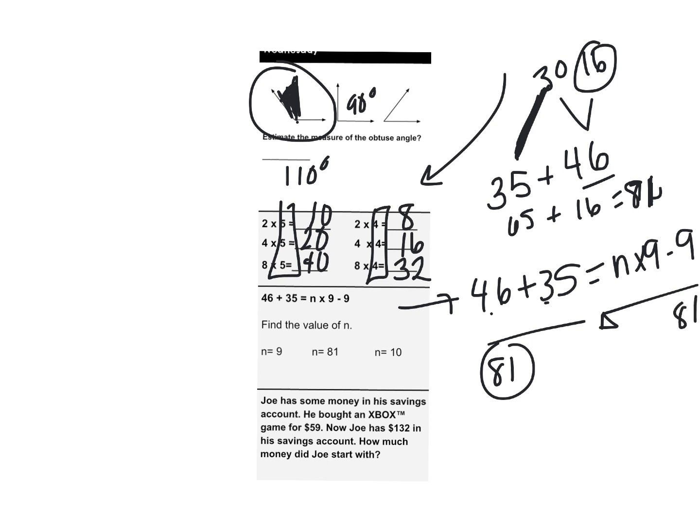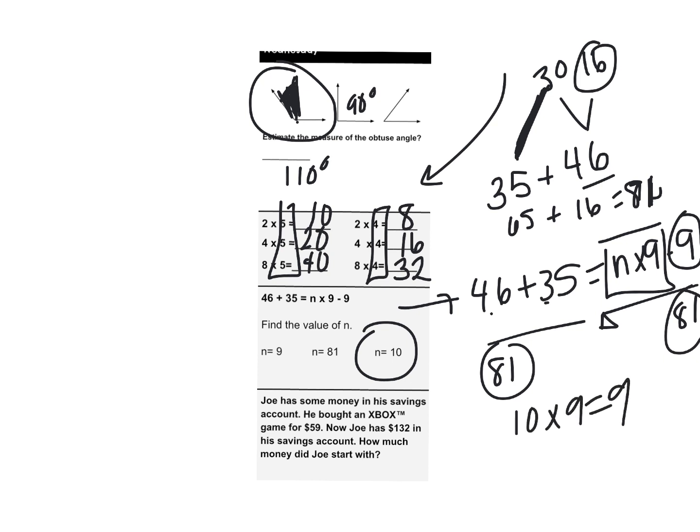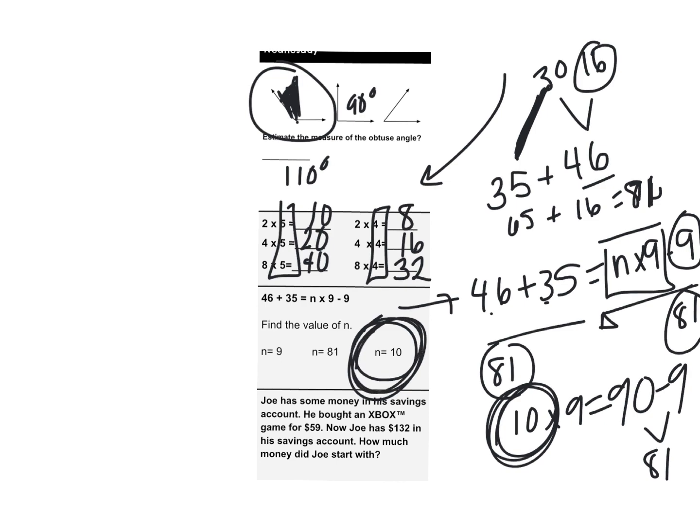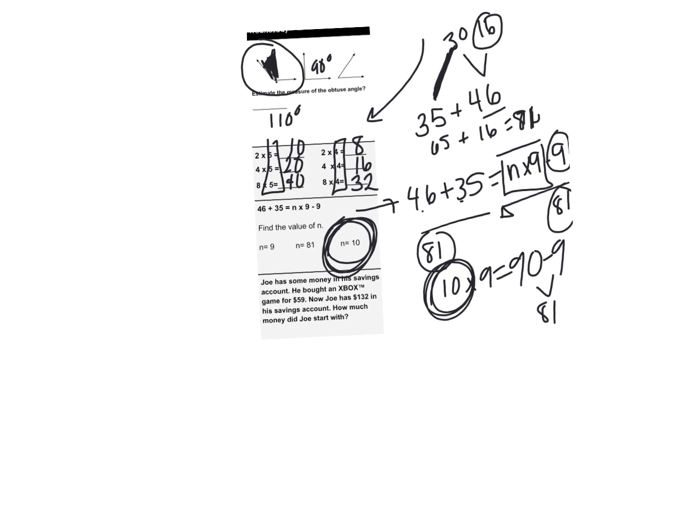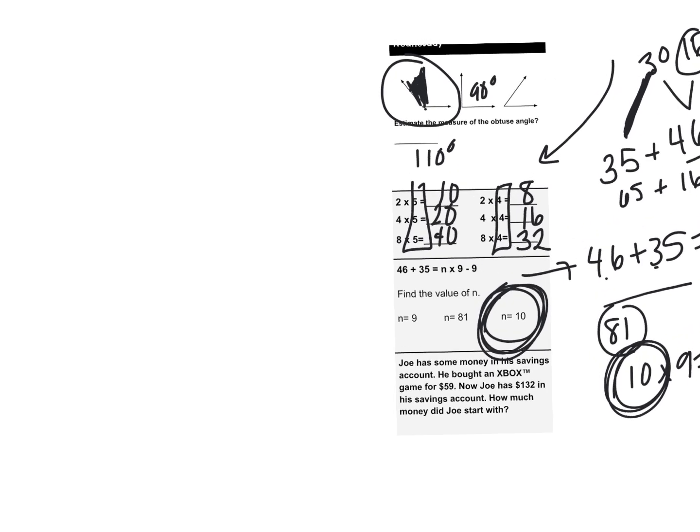So I need to decide, what do I need to multiply times 9 and then subtract by 9 to get back to 81? Well, I know that 10 times 9 is 90, and if I subtract 9, that would be 81, which means that my n is 10. So that was a lot of messy thinking, but it certainly worked out okay.